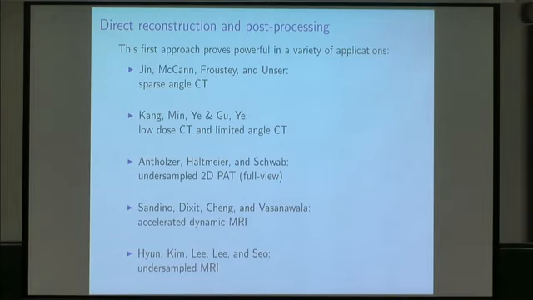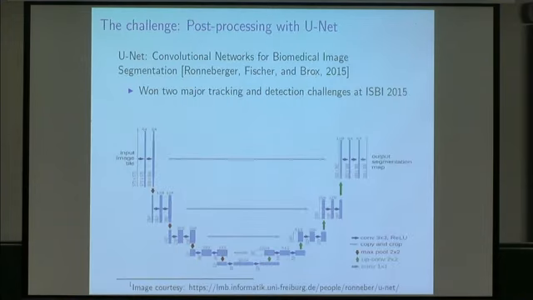On the direct post-processing with convolutional networks being applied to sparse angle CT, low dose and limited angle CT, 2D photoacoustic tomography, MRI, dynamic and undersampled. And they perform pretty well. And they're all based on the same structure, we heard that today, the UNet.